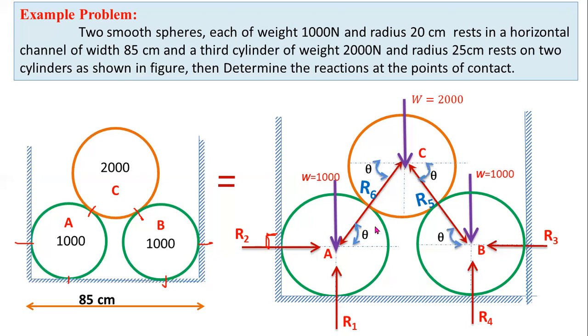Here the angle is theta. Here you can observe reaction forces R5 and R6 make an angle theta with respect to horizontal. So first of all, you have to determine the angle of inclination of the reaction forces R5 and R6. You can observe from this triangle ABC. From triangle ABC, you have to determine the angle of inclination of the reaction force with respect to horizontal.